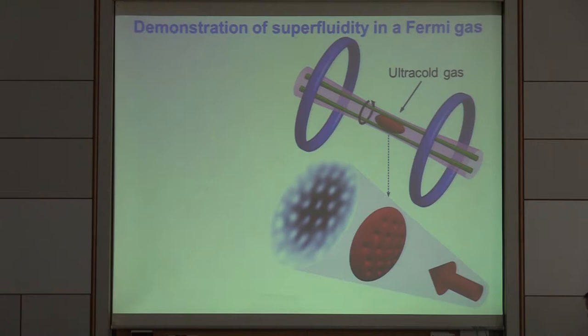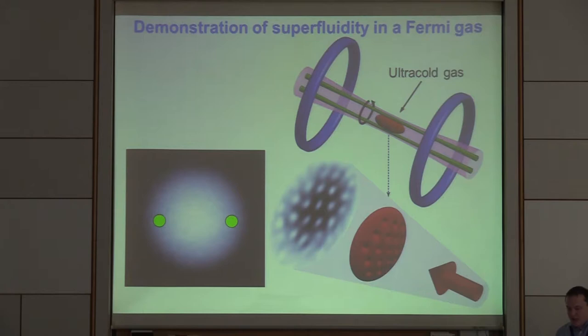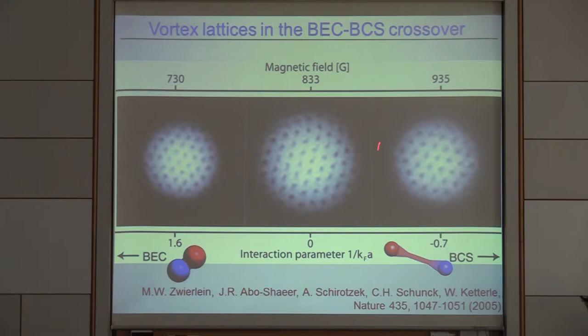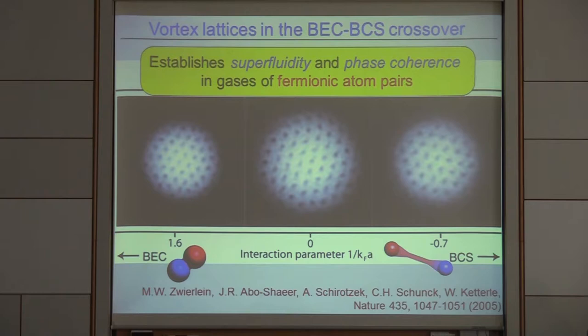So this is the experiment. You take your two PowerPoint spoons and rotate them around. I'm very proud of this animation. And it turns out to form a wonderful vortex lattice. This worked out in the entire crossover from the Bose-Einstein condensate regime to the Bardeen-Cooper-Schrieffer regime and demonstrated superfluidity and phase coherence in these gases of fermionic atom pairs.